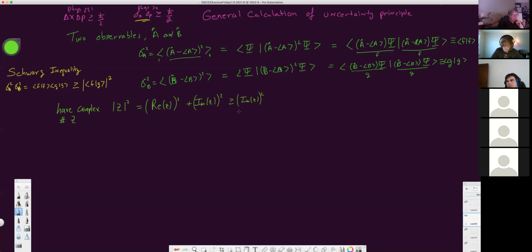Okay. But we know that we can write the imaginary part of any complex number like this: 1 over 2i times (z minus z star). So think about why this is true, and I want you to take just 3 minutes to prove to yourself, writing z as x plus iy, that this is true.